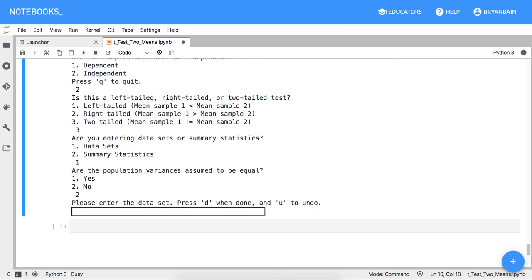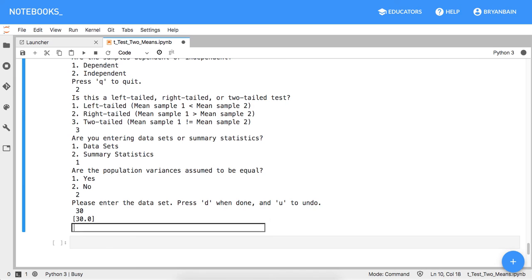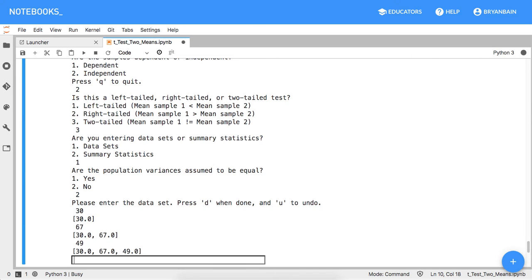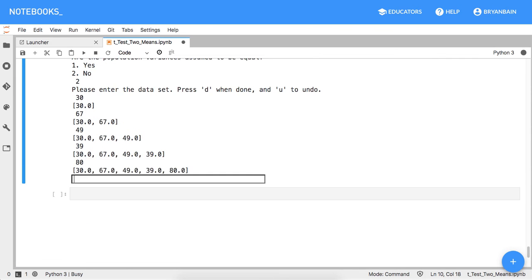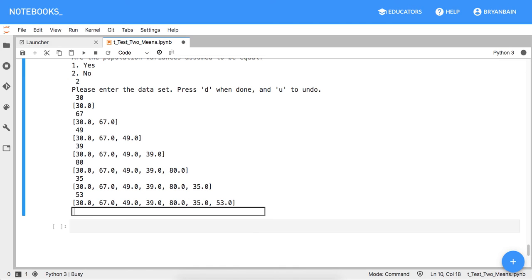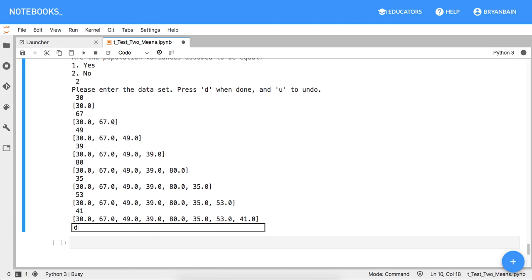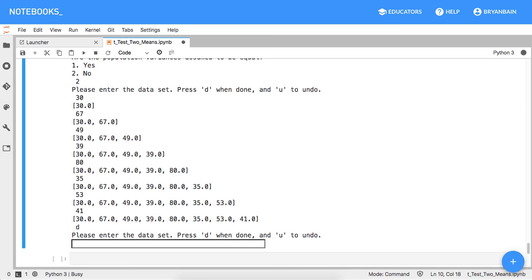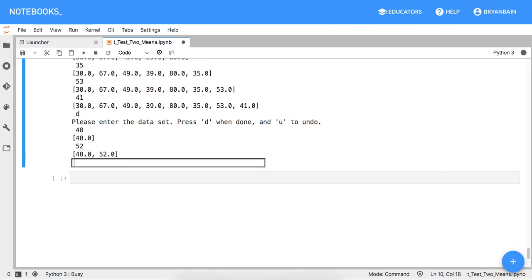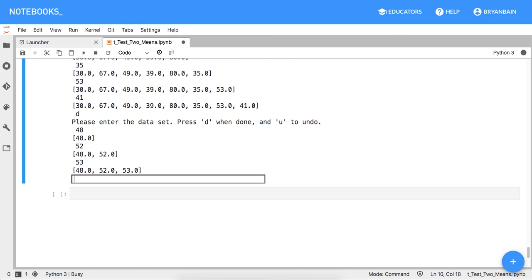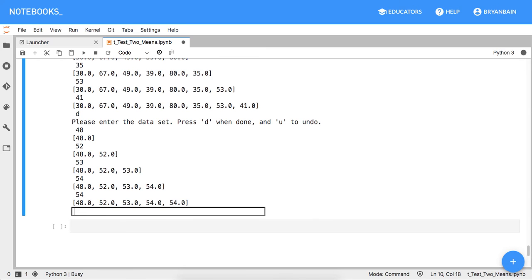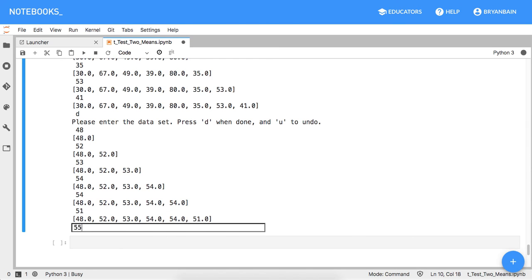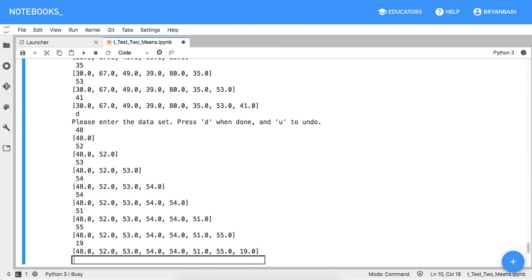So select 2. All right, so our first one is area 1. We have 30, 67, 49, 39, 80, 35, 53, and 41. And then we're done with that. So our next data set, we have 48, 52, 53, 54. We got that twice. 51, 55, 49, and undo.